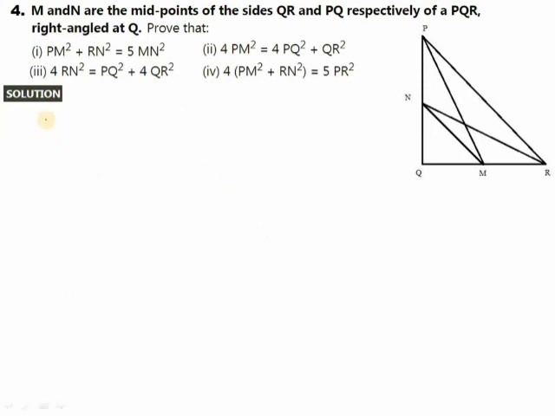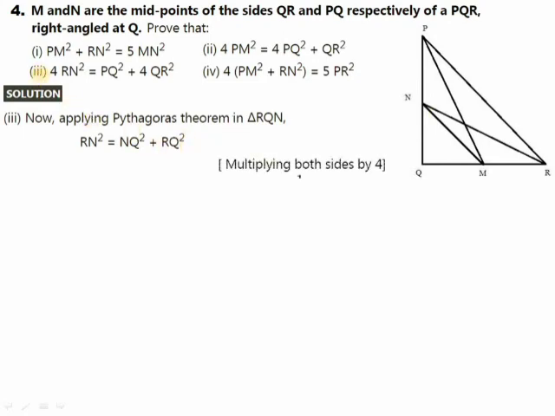Part number 3. So we have 4RN square, and we need to prove this. It's a similar one. So where do we have RN? RN is present in this triangle. So again, in this triangle, if you apply Pythagoras theorem, you get this much, isn't it? So multiply both sides by 4 because we have 4 out here. When you multiply by 4, we have this much. So we don't have any problem with 4QR square.